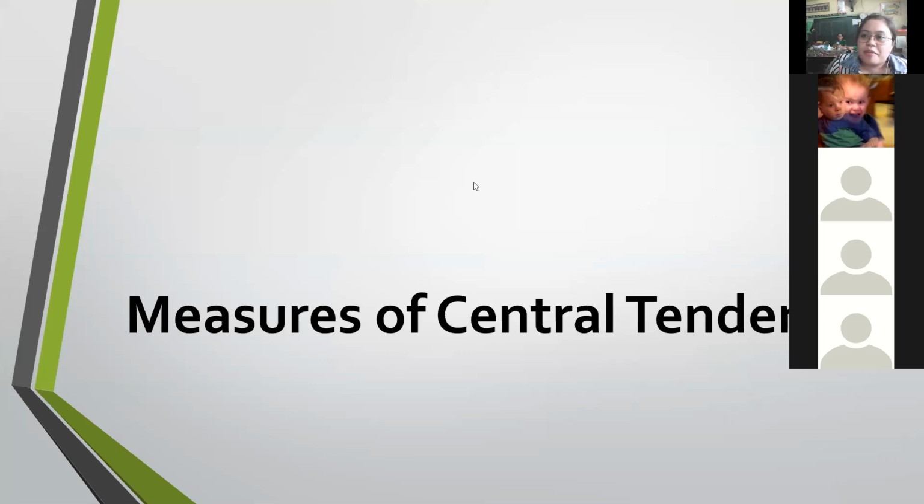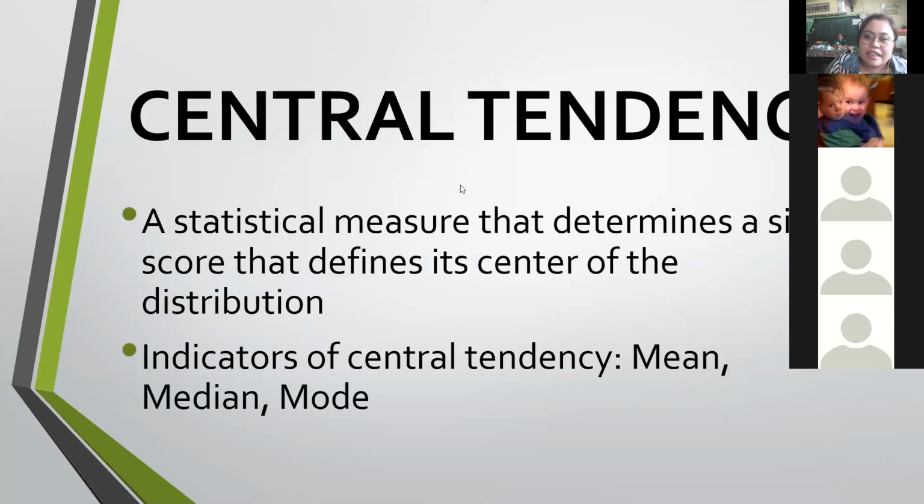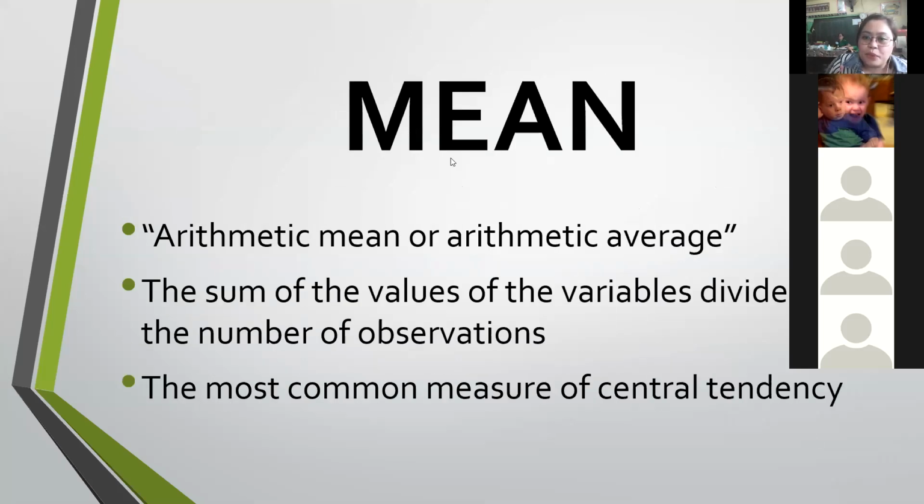I believe you are very familiar with the measures of central tendency. Since high school, we have the mean, median, and mode. Okay? So these are the statistical measures that are used to determine or to define the center of a distribution. We look for the center of the distribution. So the center can be the mean, it can be the median, or it can be the mode.